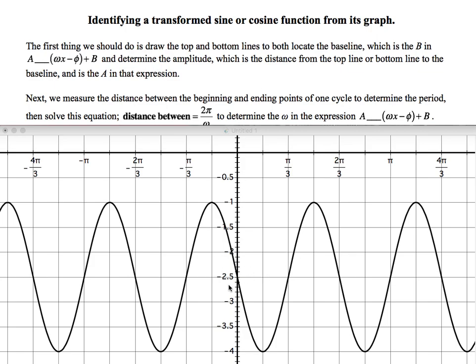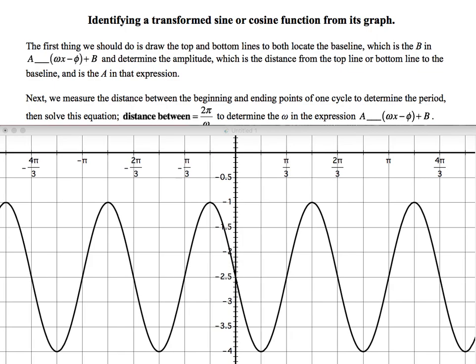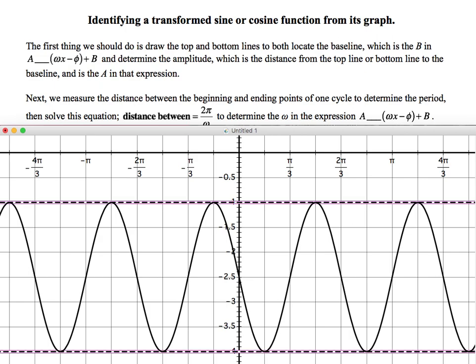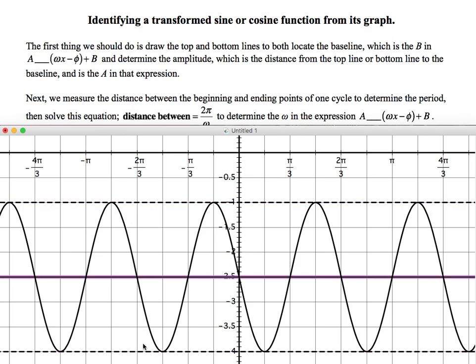And the first thing, see the graph down here, the first thing we should do is draw the top and bottom lines, and that will allow us to locate both the baseline, which is the b in this formula, and determine the amplitude, which is the distance from the top line or bottom line to the baseline, which is the a in this expression. So here's our top and bottom lines, and the baseline, as I call it, is going to be immediately halfway in between those two lines. And then if you count the distance from this line to this line, you'll see that it's 1.5.